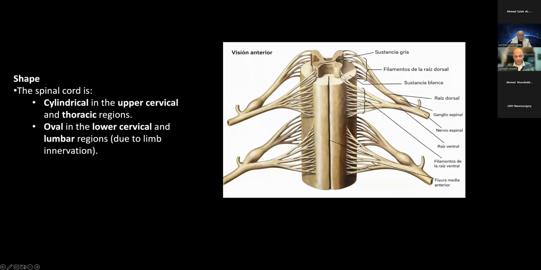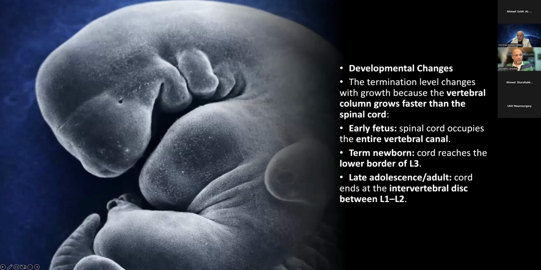The shape of the spinal cord is cylindrical in the upper cervical and thoracic regions and oval in the lower cervical and lumbar regions due to limb innervation. The developmental change: the termination level changes with growth because the vertebral column grows faster than the spinal cord. Early fetus spinal cord occupies the entire vertebral canal. Term newborn cord reaches the lower border of L3. In late adolescence or adult, cord ends at the intervertebral disc between L1 and L2.